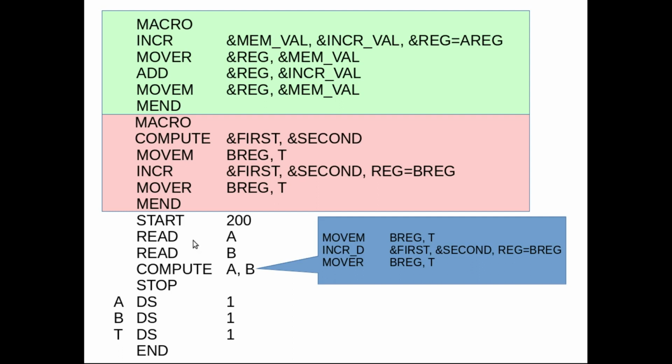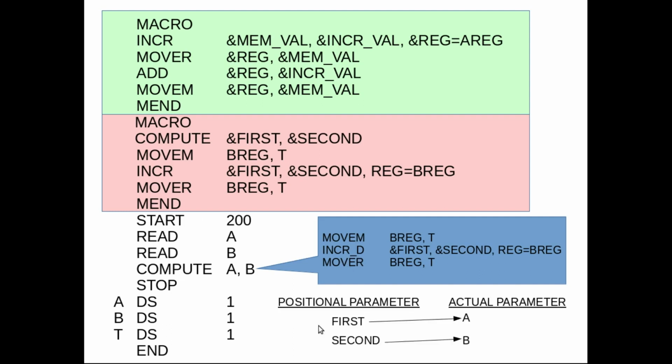So to perform the macro expansion, in place of the macro call, I'll put the model statements from the macro. So here we are calling the macro compute, and in macro compute we have three model statements. These three model statements, which I have written here, will be placed in place of this macro call. And we already have done the mapping of the formal parameter to the actual parameter.